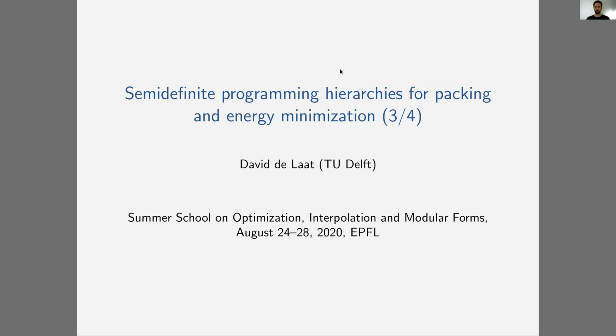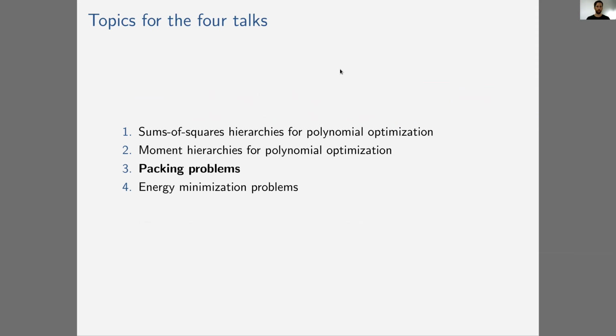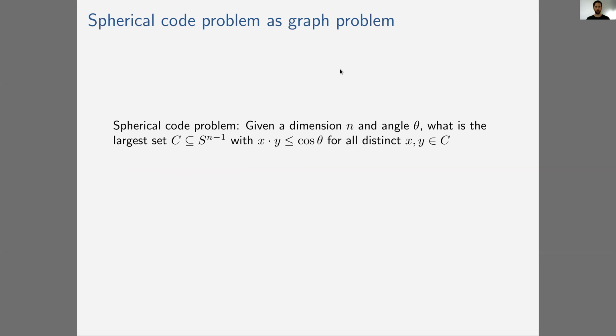So today I want to go from this to hierarchies for point configuration problems on the sphere, for instance, and in particular, I want to consider packing problems. One packing problem is the spherical code problem. Here we are given a dimension n and an angle theta. The question is, what is the largest set in the unit sphere such that the dot product between any two distinct points in the code is at most cosine theta?